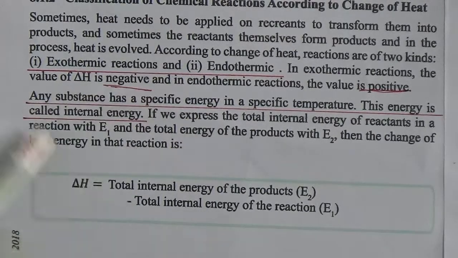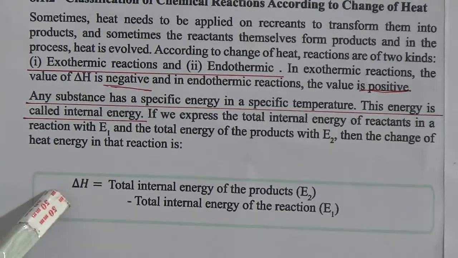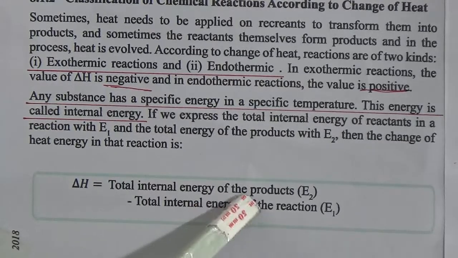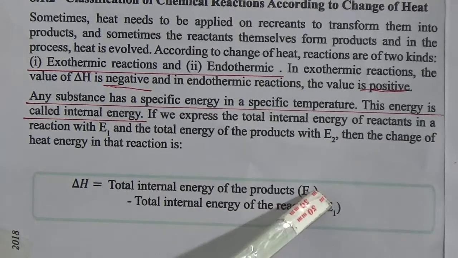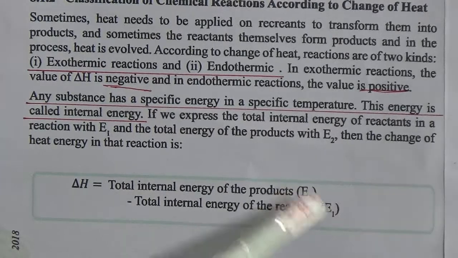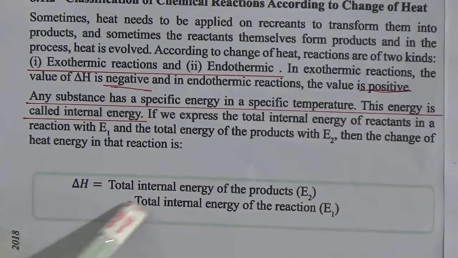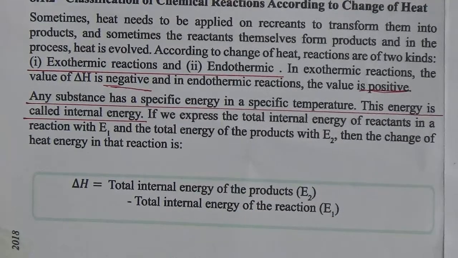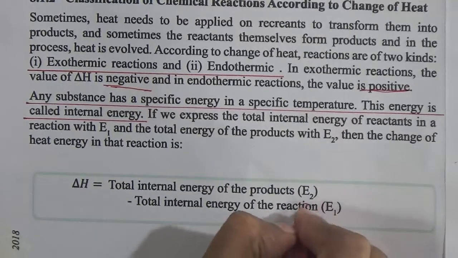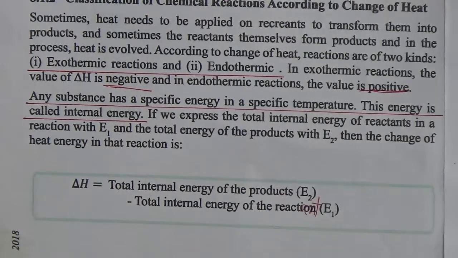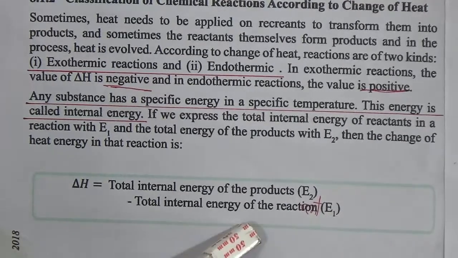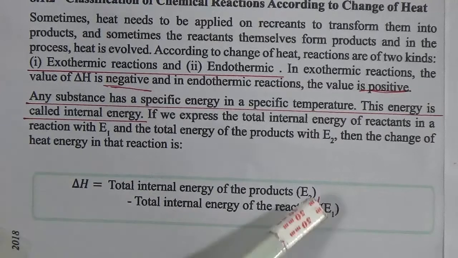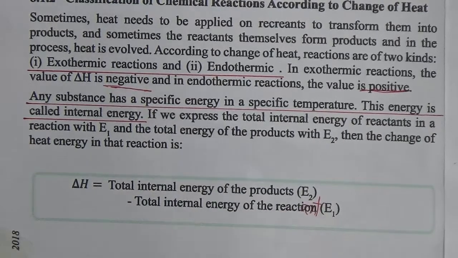Dear students, we can find the value of del H by using this formula. Here del H is equal to the total internal energy of the products, that is E2, minus the total internal energy of the reactants. It will be reactant, not reaction. The total internal energy of the reactants is E1. That means del H is equal to E2 minus E1.